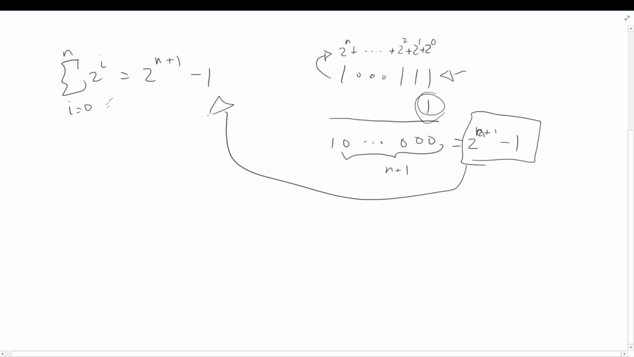So this elegant proof relies on knowing how binary works, so hopefully you've had practice with binary. But this is a second, and I like to think more elegant, proof than the inductive proof. But again, the inductive proof is good practice, so that's why we've included it.